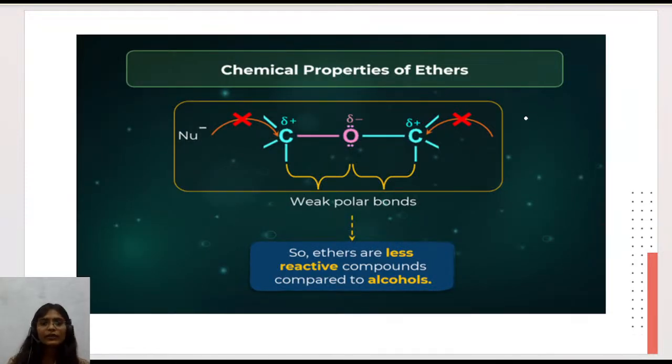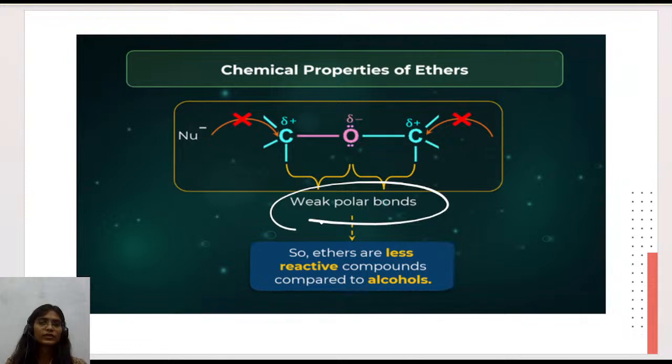That chemical property is not visible because ether is a less reactive compound: only a weak polar bond is present in an ether. Then it means ether is not going to react, so it's a plus point for the ether that we are not going to discuss so many reactions.